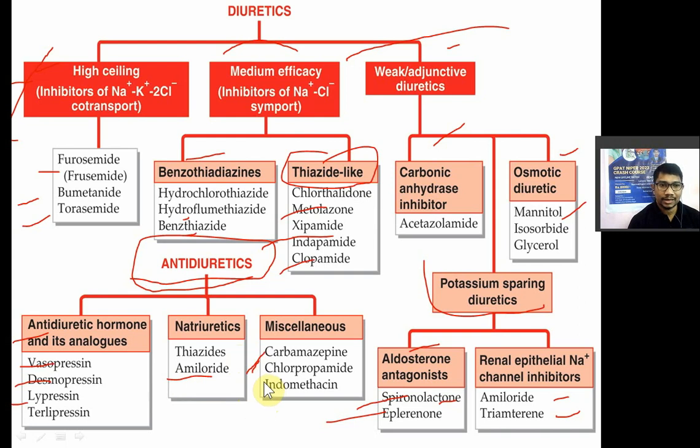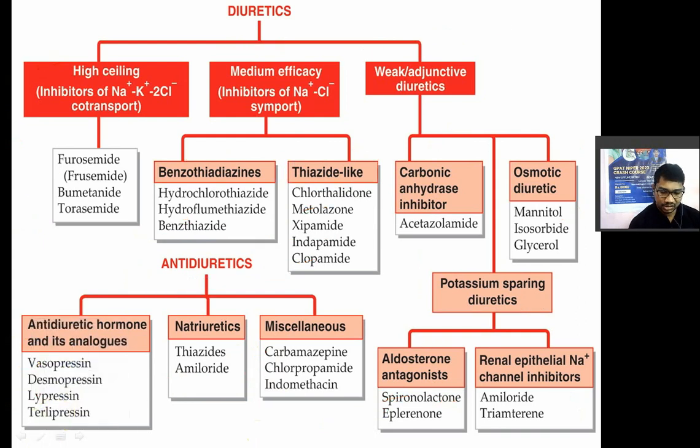Chlorpropamide, that is anti-diabetic drug. Indomethacin, it is a NSAID. Carbamazepine is a CNS depression drug. Carbamazepine antipsychotic में आता है. Then chlorpropamide is anti-diabetic drug. Indomethacin is a NSAID. So these drugs are also antidiuretics. So you have to remember the classification: diuretics, antidiuretics classification, which is very important for you.